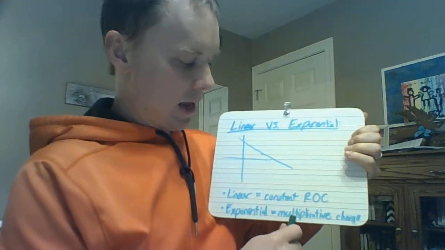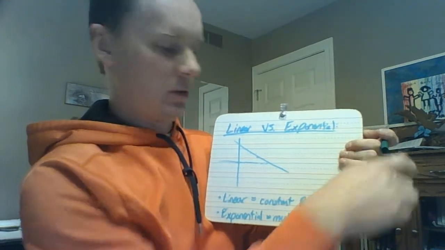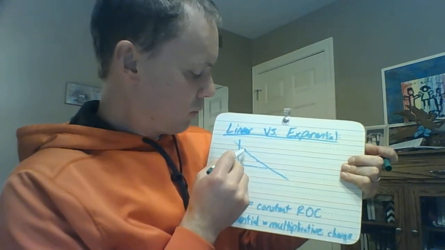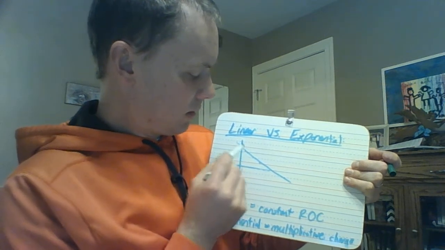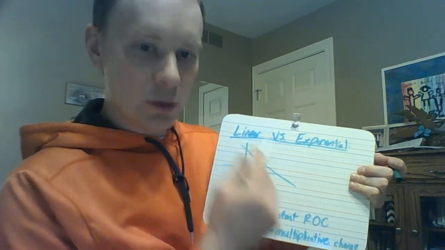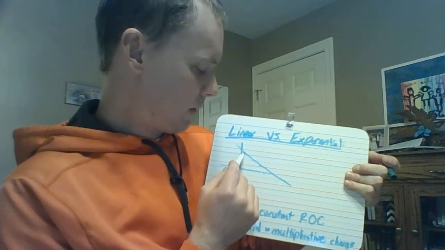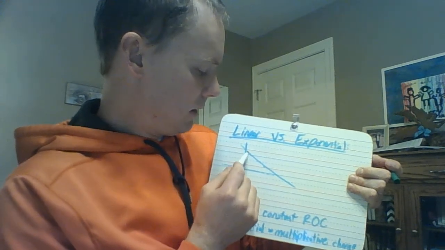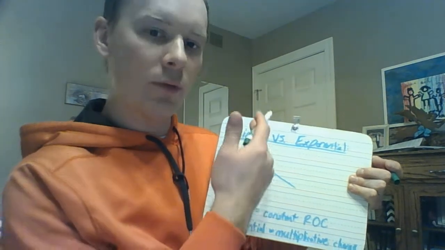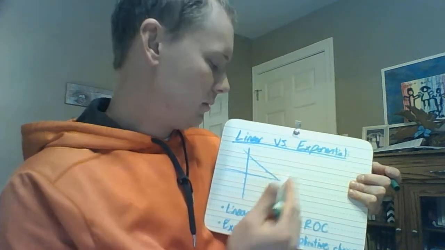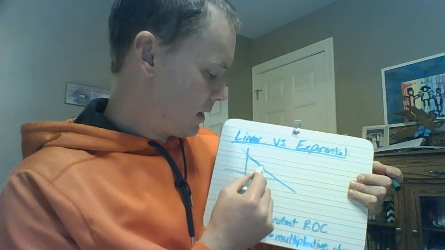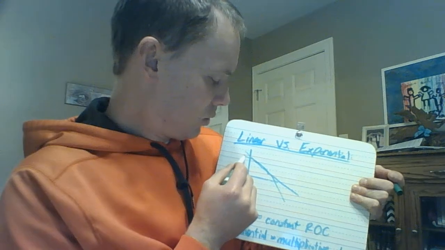Exponential has a multiplicative change, right? Between any 2 points, maybe this one and then one right next to it, you're multiplying by a constant to get from there to there. And the result when you do that over and over, from one x to the next x and on and on, you get something more like this.